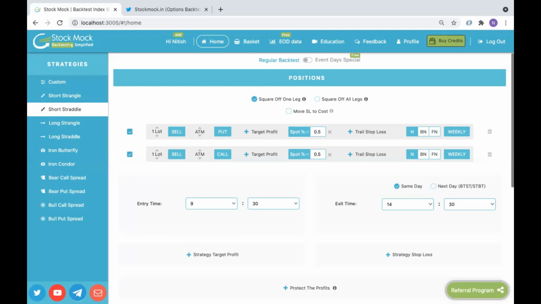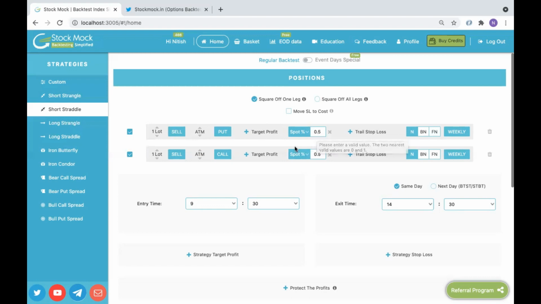If the spot were 13,000, it would be 65 points. If it were 12,000, it would be 60 points. So you're giving percentage based upon what was your spot price at that time. I hope this is very clear, and this is quite simple as well. You're just adding the stop loss based upon the spot movement against your direction.